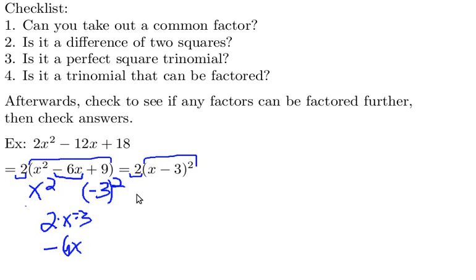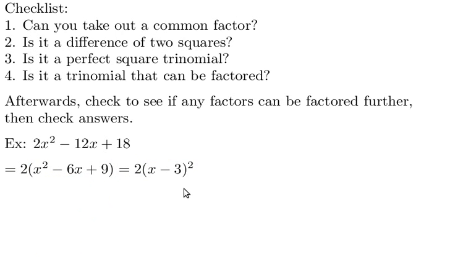So now we check, can any of these factors be factored any further? Let me clear that off. Well, 2 can't be factored any further, it's just a number. Can x minus 3 be factored any further? No. So that means that this is going to be the final answer, because once we check any of the individual factors, we see that none of them can be factored any further.